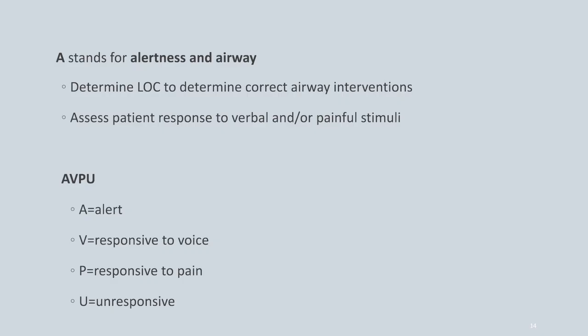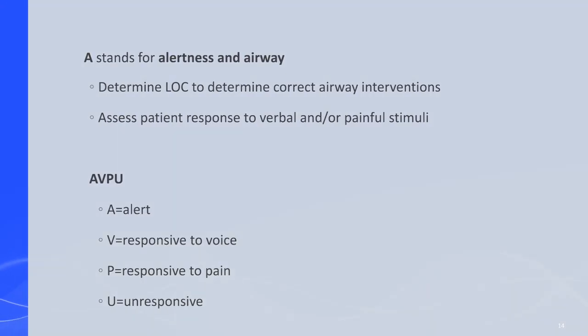When you're assessing for alertness, you can determine their level of consciousness and determine correct airway interventions. Assess the patient's response to verbal or painful stimuli. I don't know if you remember the acronym AVPU, and that stands for alert, voice, pain, or unresponsive. And so that's just a quick mnemonic to remember how to assess for their level of consciousness.